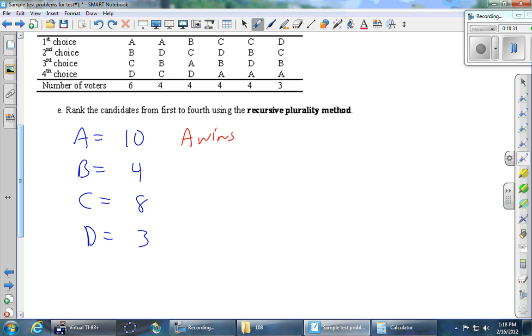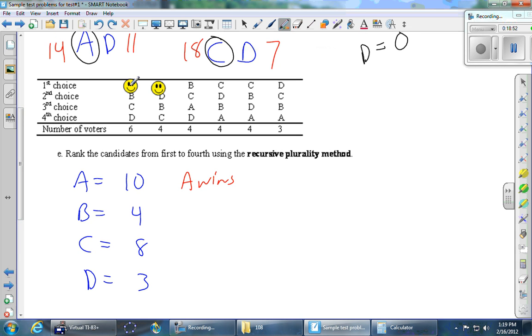And now recursive means you have to get rid of the winner and then run the election again. So we are going to eliminate A because they've already won. So let's try this here. So we'll give A a smiley face because they're happy they have won. All of the A's go away.